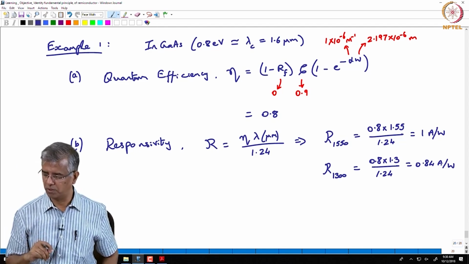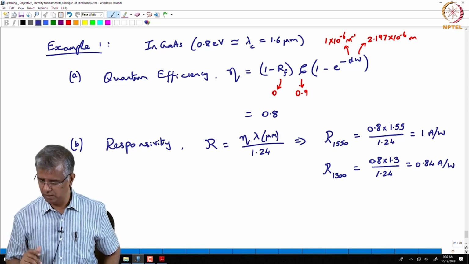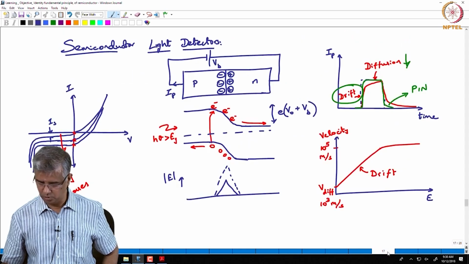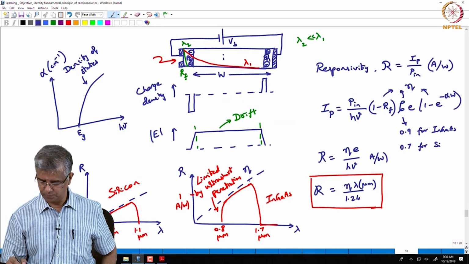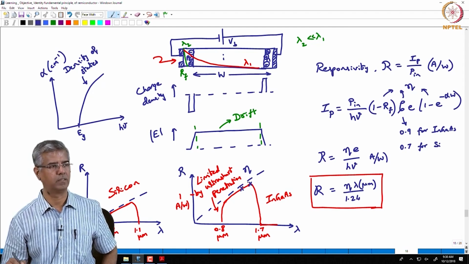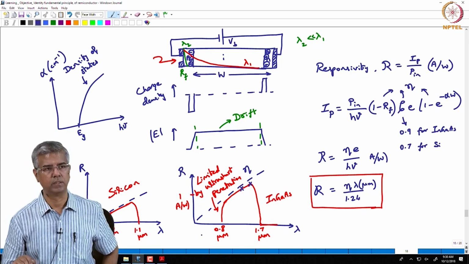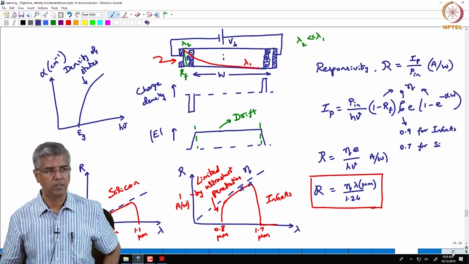It can be greater than 1 also. But what you see here is it is roughly equal at 1550 and 1300. That just goes back to what we were discussing here. So, 1550 is probably here, 1300 is probably here. So, we are just riding this curve over here. Okay. Any questions about this?